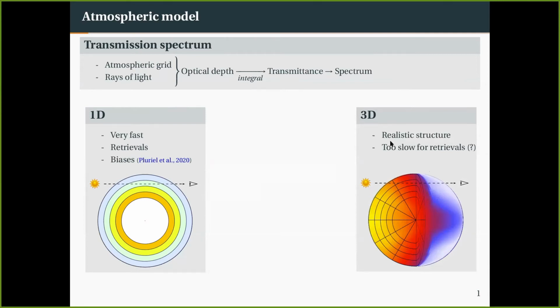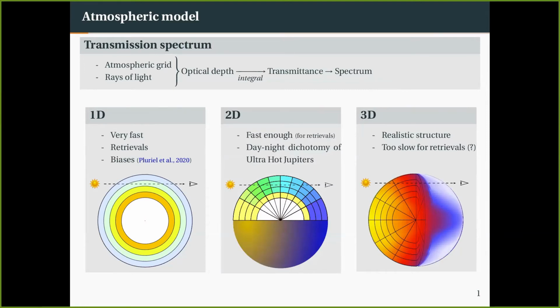So with the full 3D model, we are also capable of generating transmission spectra. But the problem is that this 3D model, which has a more realistic structure, is a bit too slow for retrievals, at least in 2020. So what we proposed is to use a 2D model, which is in between the two, which is fast enough so that we can use it for retrievals, but which is a bit more precise than the 1D model, and which can take into account the difference of temperatures between the day and the night in the context of ultra-hot Jupiters.